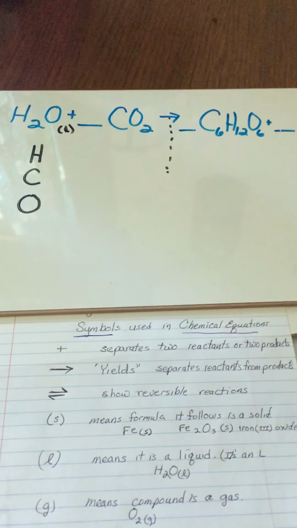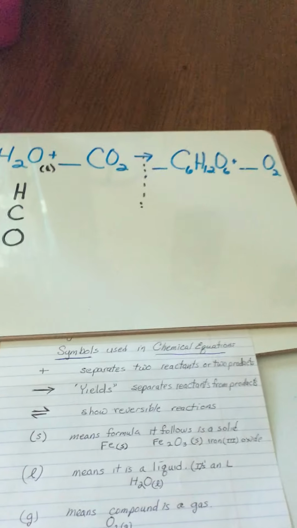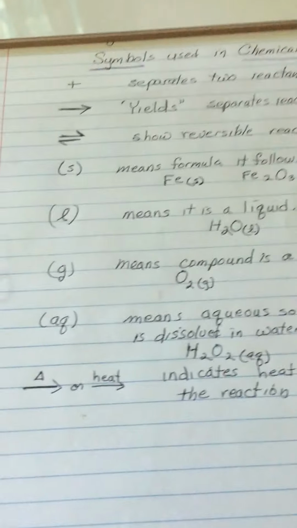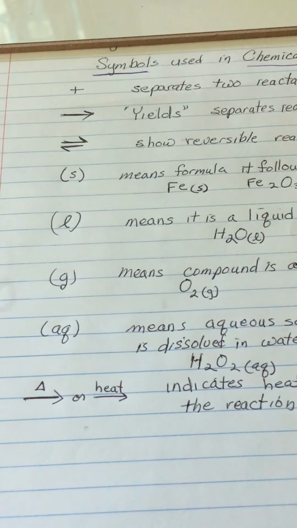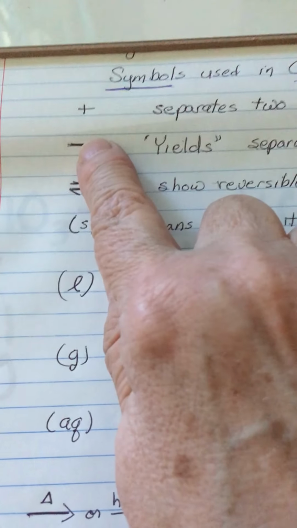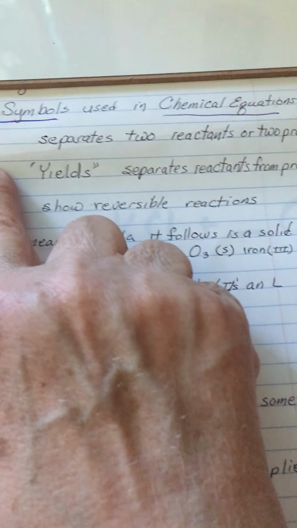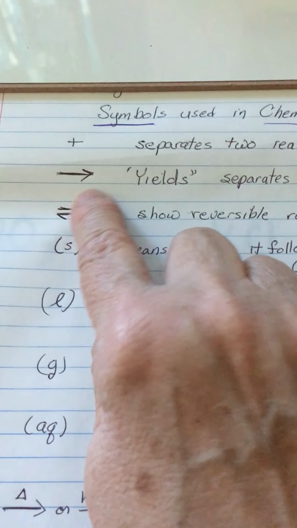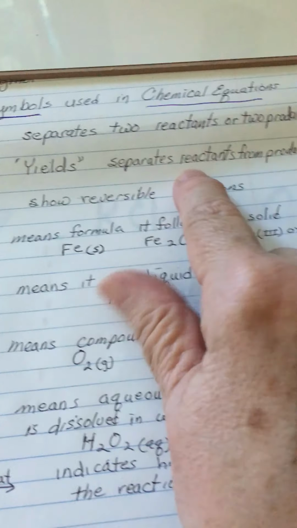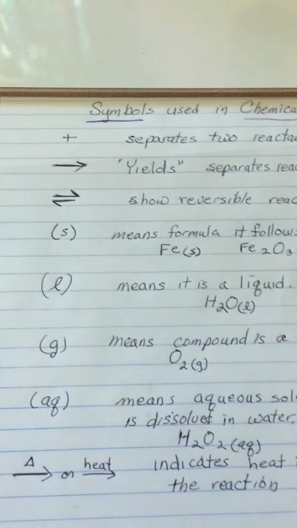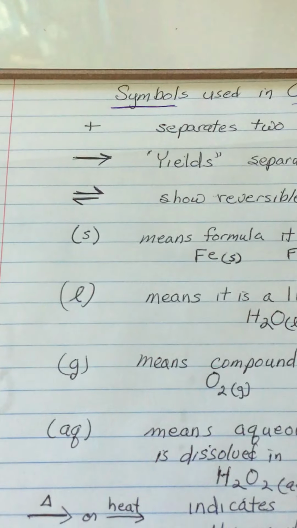In this video, we're going to work on balancing chemical equations. There are some symbols you will find in a chemical equation. You have a plus sign that separates two reactants or two products. You have a yield sign that separates the reactants from the products. Sometimes you have a double arrow, and that tells you the reaction can go both ways.